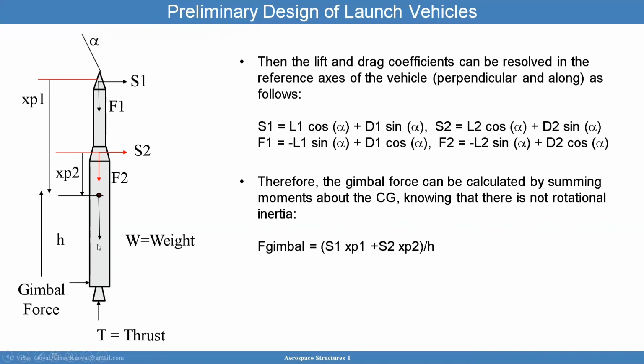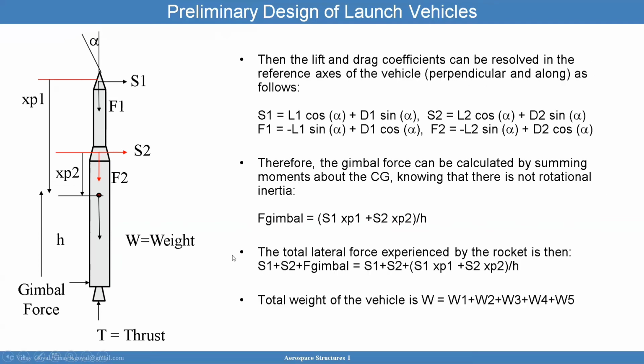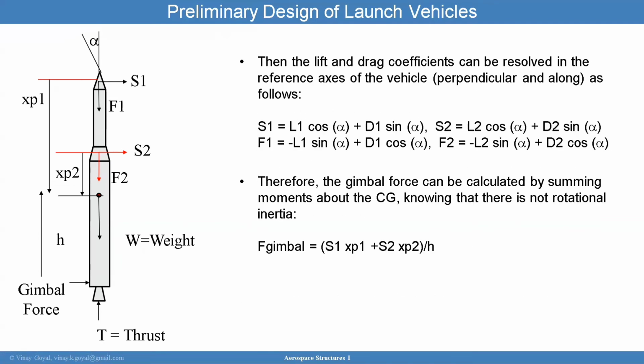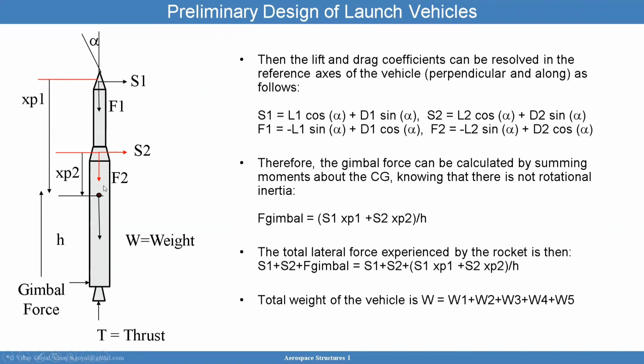F1 and F2 and the weight and the thrust go through the axis of the vehicle, so they go through the CG, and they don't contribute to the moment. But if the thrust was slightly offset, then it could contribute to the moment. So now I have the gimbal force that goes here. I have S2, S1, and I'm getting closer to understanding how I need to proceed forward.